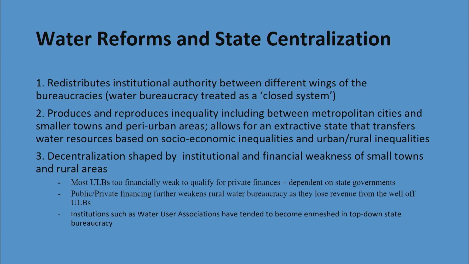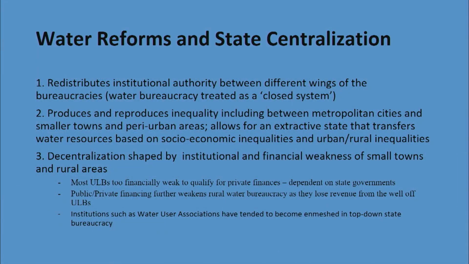And then finally, decentralization itself tends to be shaped by the institutional and financial weakness of small towns and rural areas. For example, urban local bodies are too financially weak to qualify for private finances, so they tend to be more dependent on the state government. The more well-off urban ULBs tend to be able to draw on private financing, but that in turn weakens the rural bureaucracy, which makes it much more difficult for rural bureaucrats to manage agricultural water supply and demand. And institutions such as water user associations have tended to become enmeshed in the top-down state bureaucracy, so that on paper it looks like there's decentralization because you have WUAs set up, but in practice those WUAs are simply integrated within a vertical bureaucratic structure of the state government.